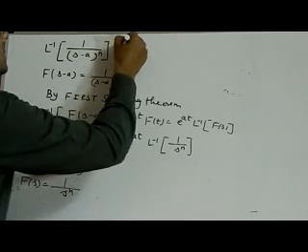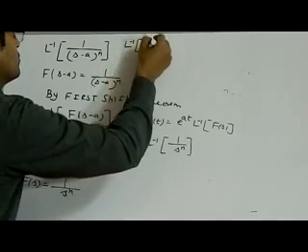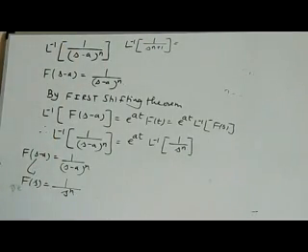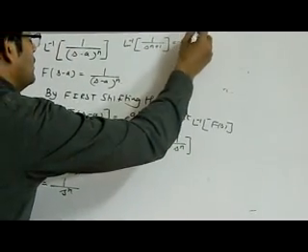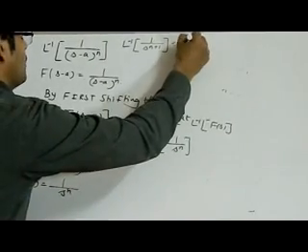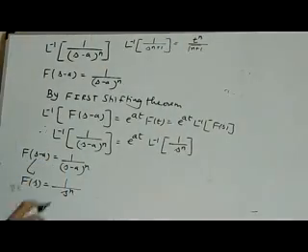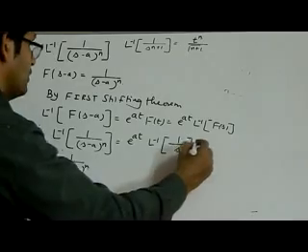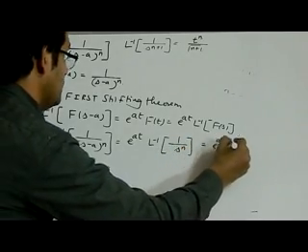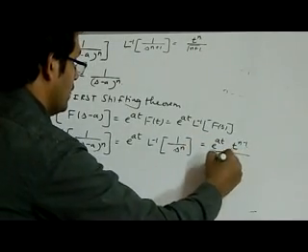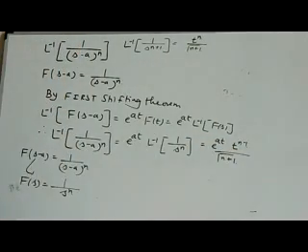So we have already studied that the inverse transformation of 1 upon s to the power n plus 1 is equal to t to the power n upon gamma n plus 1. Now here we have s to the power n, so it will be e to the power at into t to the power n minus 1 upon gamma n plus 1. So this will be the formula.